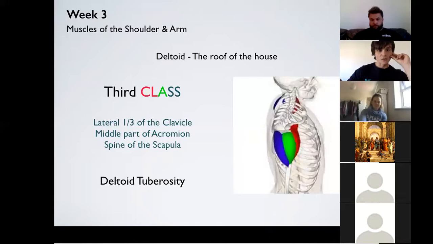And the deltoid, we're going for 3rd class, and 3rd class is the clavicle, so the 3rd lateral of the clavicle. We've got the middle part of the acromion and the spine of the scapula. It's going into the deltoid tuberosity, which is pretty simple to remember because it's the name of the muscle, just the tuberosity where it goes. But 3rd class is the origin of that. So why is this important at this point? Because I would say that the deltoid and the pec, so the pec major and the deltoid muscle, are essentially similar to the whole gluteal muscle groups.